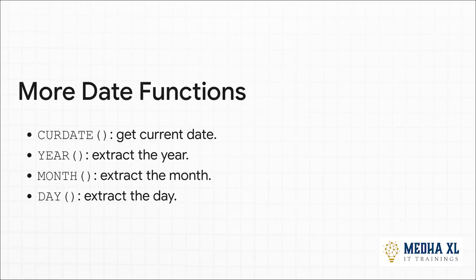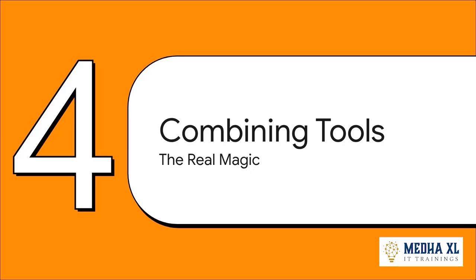And beyond NOW, you can grab just the current date with CURDATE, or you can dissect any date value to pull out just the year, month, or day. This is fantastic for grouping data, like finding all the sales that happened in December across multiple years. So, we've collected 3 powerful sets of tools, but the real magic, the really cool part, happens when we start using them together in a single query. This is where you can truly transform your raw data into a polished, insightful report.